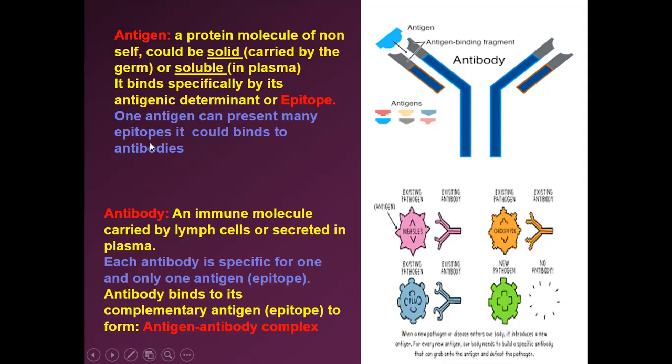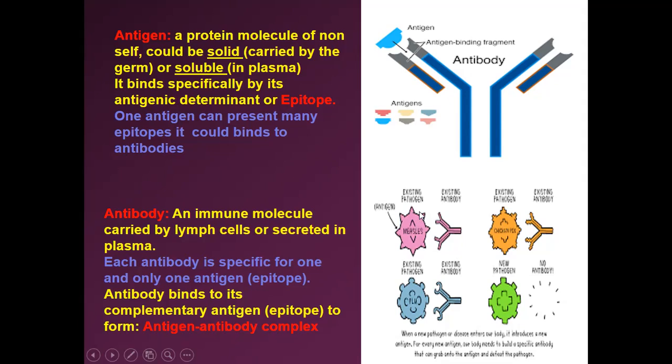One antigen can present many epitopes. It could bind to many antibodies. The linkage, the bond that forms between the antigen and the antibody, is called the antigen-antibody complex. Note that there are very many kinds of antibodies, specific for each type. The antibody is specific for one type of antigen.